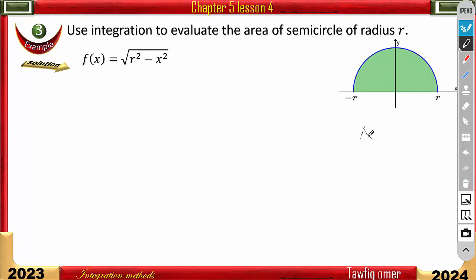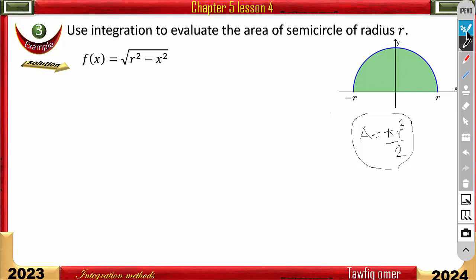Area of a circle is equal to pi r squared. Because we have here a semicircle, the area of the semicircle is found by dividing this by 2. So the area of a semicircle is equal to pi r squared over 2. And now we want to prove this, to prove that the area of the semicircle is pi r squared over 2.